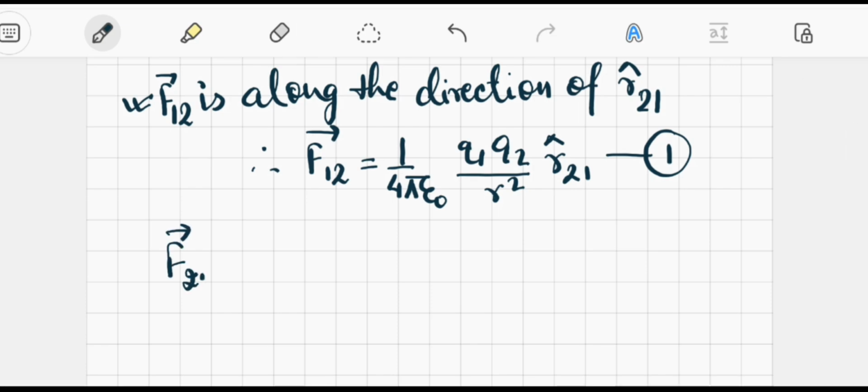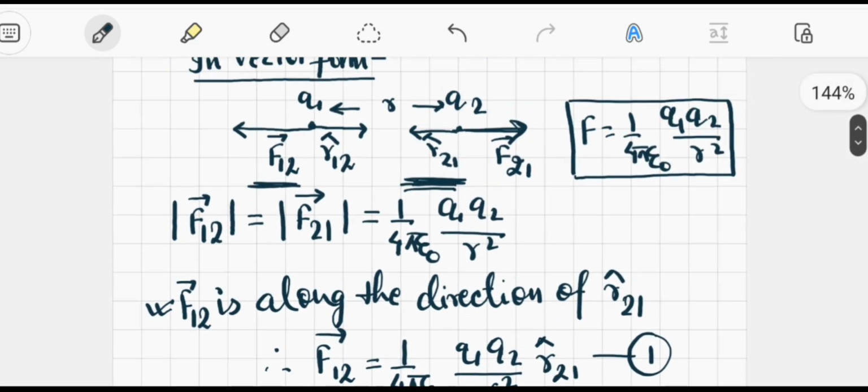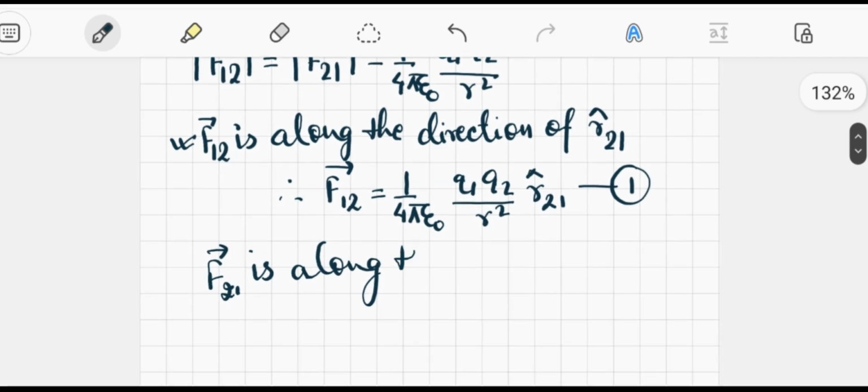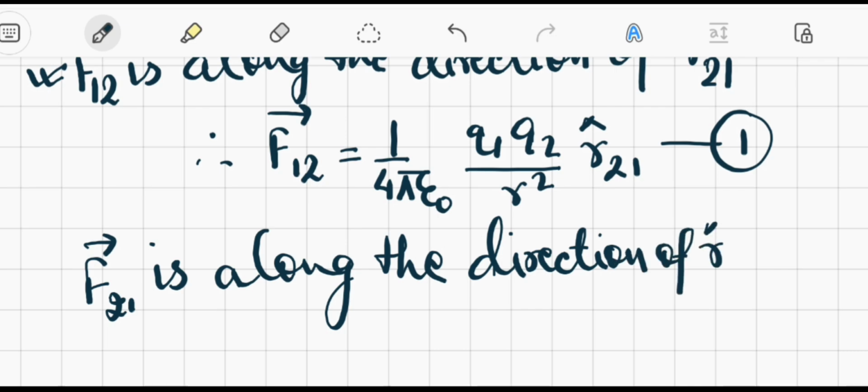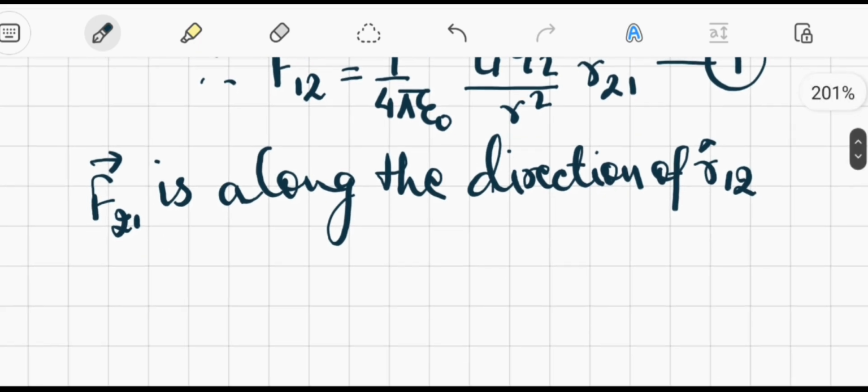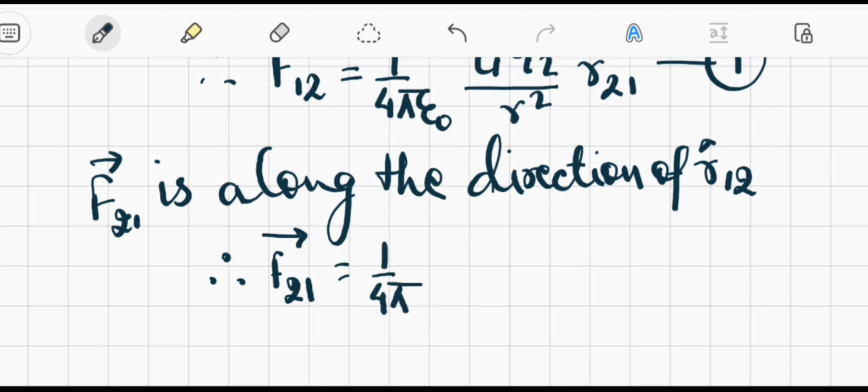Next, the force on the second point charge due to the first point charge. We can see from the figure that it is along the direction of R cap 1 2. So we can write it as force on 2 with respect to 1 equals 1 by 4 pi epsilon naught Q1 Q2 upon R square R cap 1 2.